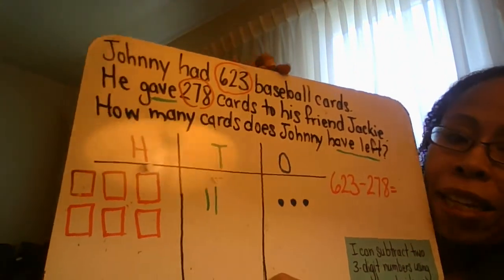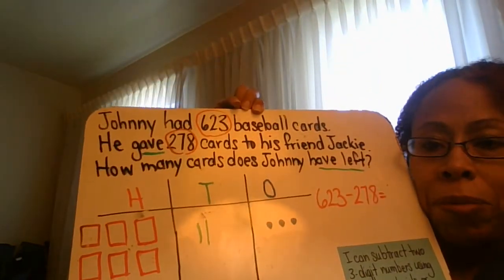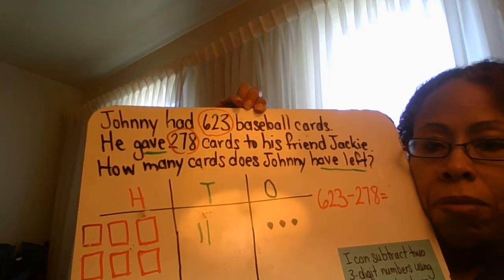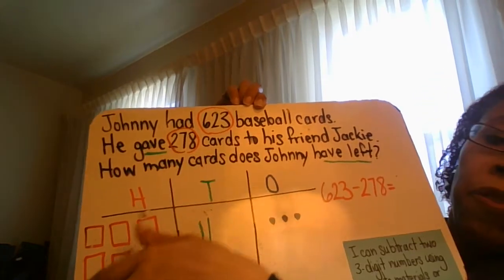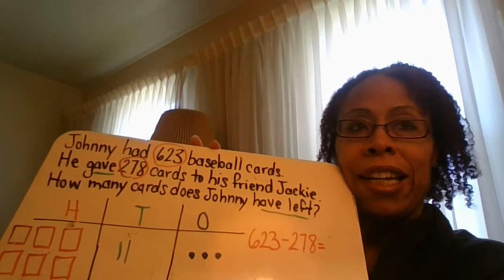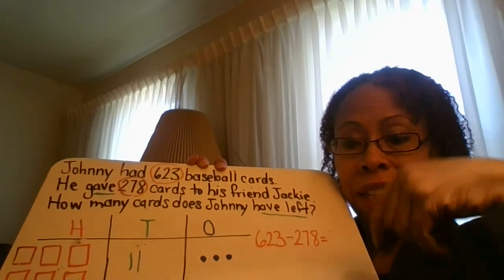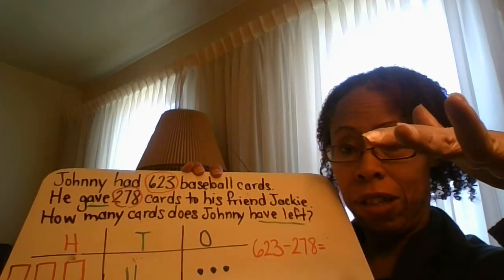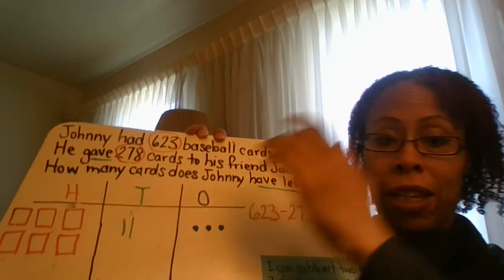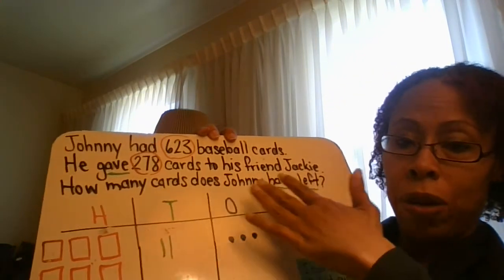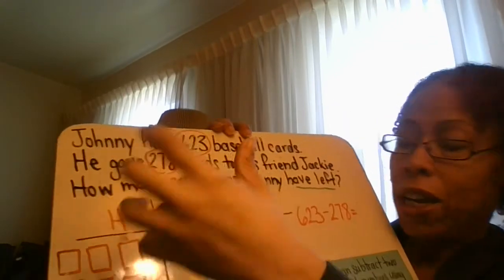So let's look at some of the key words and key numbers. We have gave. When you give something to someone, do you still have it if you give it away? For instance, if you had 5 cookies and you gave one to Tony, do you still have 5 cookies if you gave one away? No, you have less than 5. You have 4 because you gave one away.